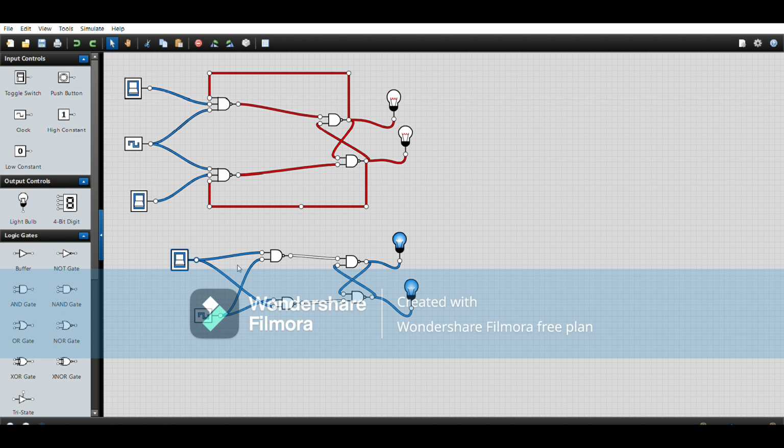The next thing we are going to see is about T flip-flop. T flip-flop uses 1 input signal and a clock signal and it uses 4 NAND gates. This is the implementation of T flip-flop.